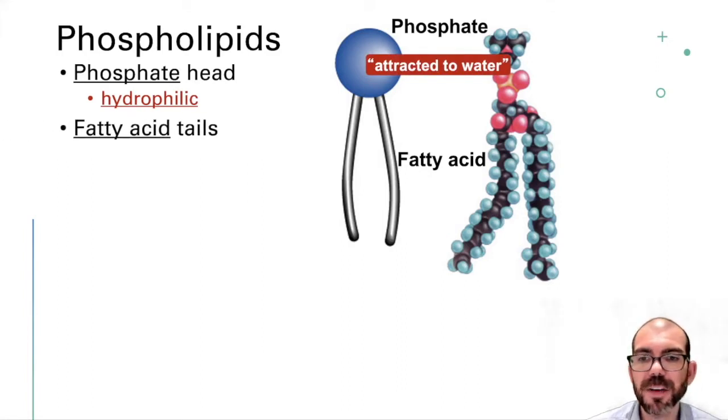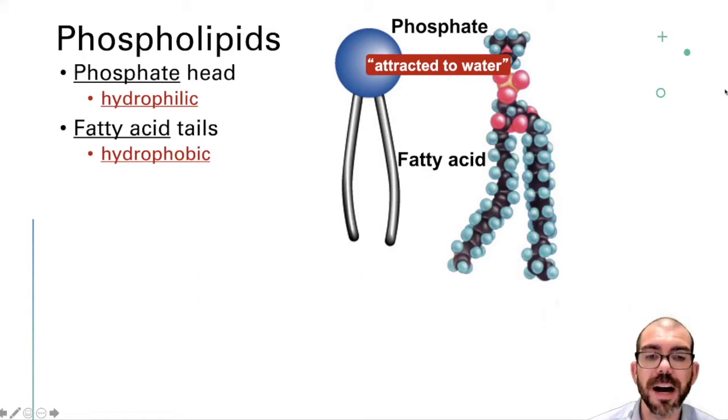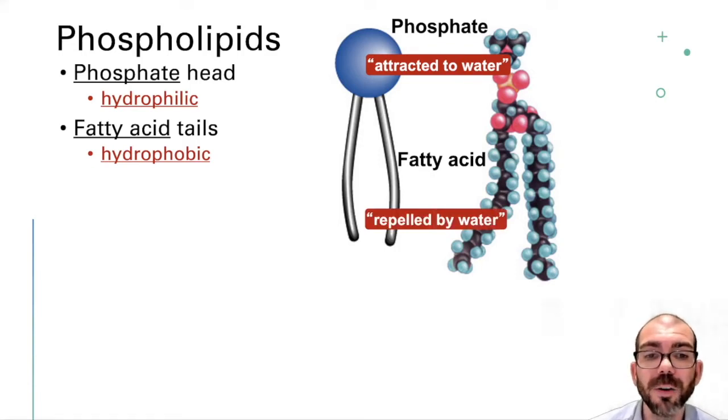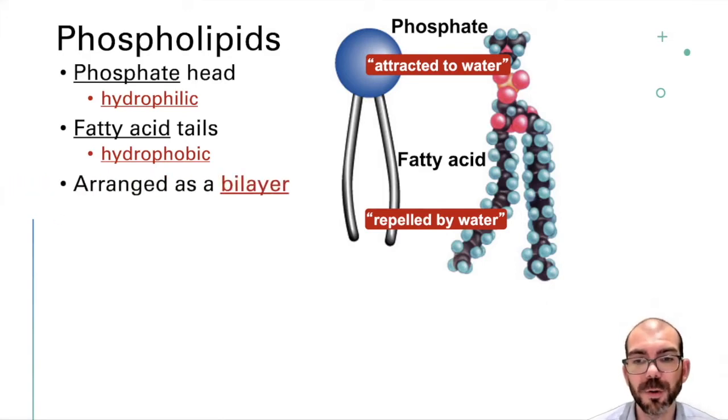Attached to that phosphate head are fatty acid tails. And these fatty acid tails are nonpolar. They are just chains of hydrocarbons. Since they're nonpolar, they are hydrophobic, or repelled by water. They're not going to mix. Because of this, the phospholipid is what we call amphipathic. It has two regions, each with a different property. The top, or the head, is attracted to water. It's polar, and the tails are repelled and nonpolar.